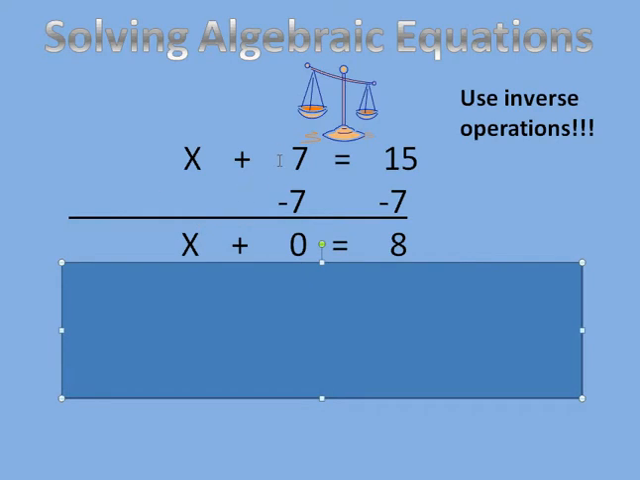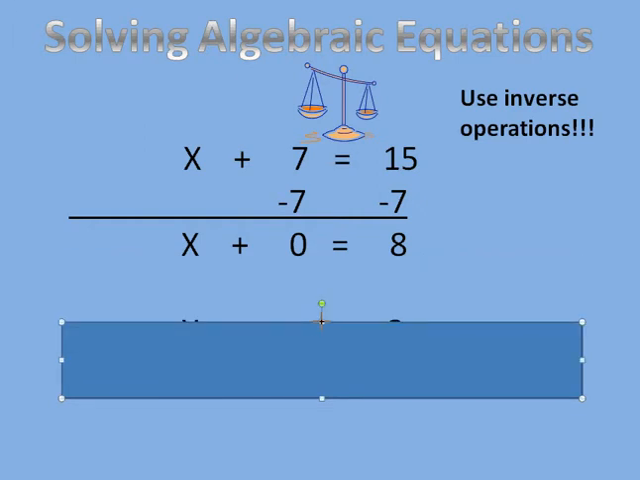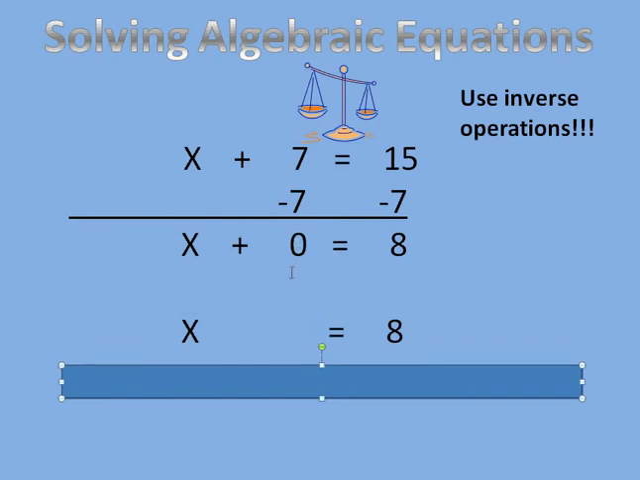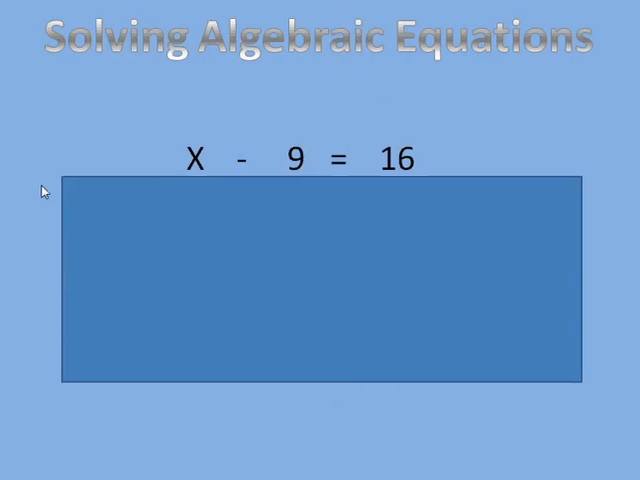So, 7 minus 7 is 0, and 15 minus 7 is 8. Because I want to get this x, this variable, by itself. And since I have 7 attached to it, I have to subtract that 7 to get it by itself. Now, x plus 0 is just the same as x because I'm adding nothing to it. And 15 minus 7 is 8. So, x equals 8. If I plugged my 8 up here where the variable is, 8 plus 7 does equal 15.